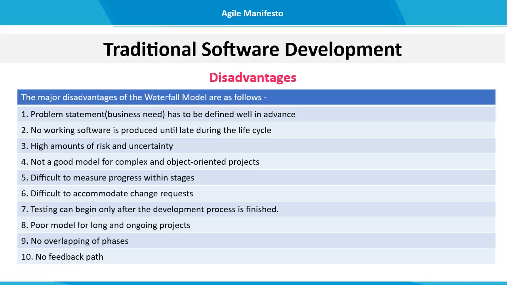There are several drawbacks in the traditional approach. First drawback is that the problem statement, or you can say the business need, has to be defined well in advance. No working software is produced until late in the life cycle. A high amount of risk and uncertainty is involved in this approach. It is not a good model for complex and object-oriented projects. It is difficult to measure progress within stages. It is also difficult to accommodate change requests.